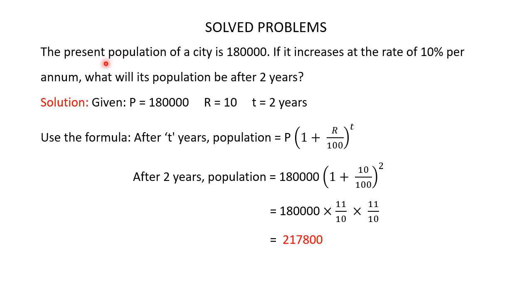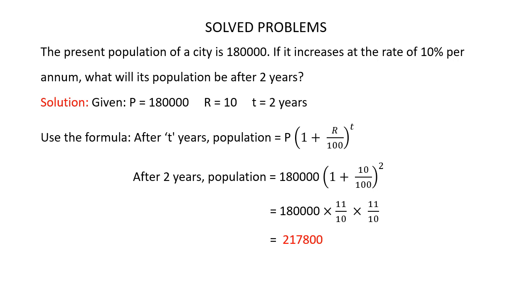The present population of a city is 1,80,000. If it increases at the rate of 10% per annum, what will be its population after 2 years? So it's given that P is 1,80,000, R is 10, T is 2 years. So to find the population after T years, use the formula P multiplied by (1 plus r upon 100) the whole raised to the power t. So here t is 2 years.